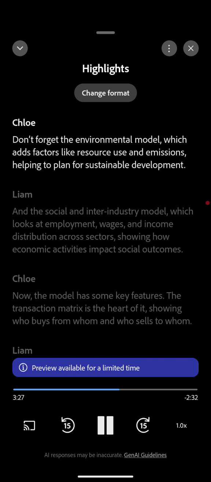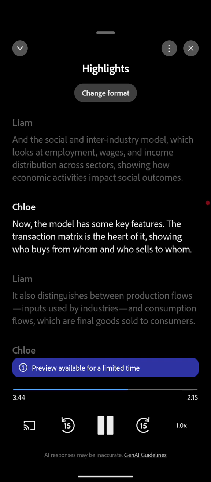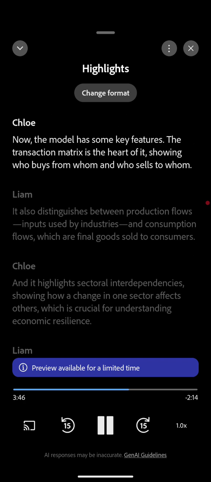Don't forget the environmental model, which adds factors like resource use and emissions, helping to plan for sustainable development. And the social and inter-industry model, which looks at employment, wages, and income distribution across sectors, showing how economic activities impact social outcomes.